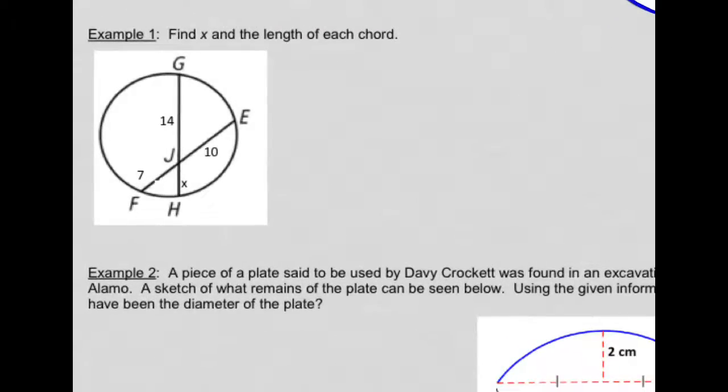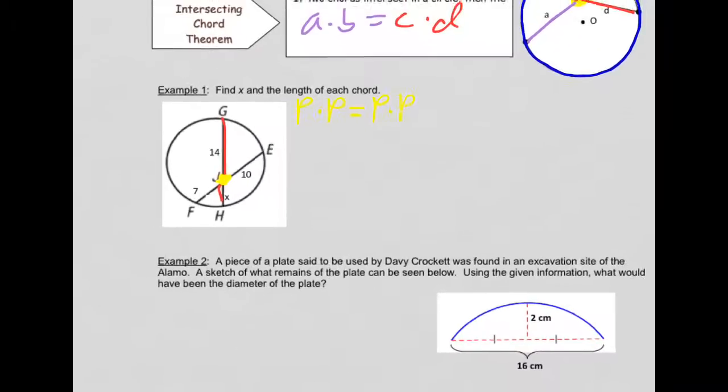So example 1 says find x and the length of each chord. We're looking at our part times part because we've got the center in the circle here. So part times part equals part times part, PP.